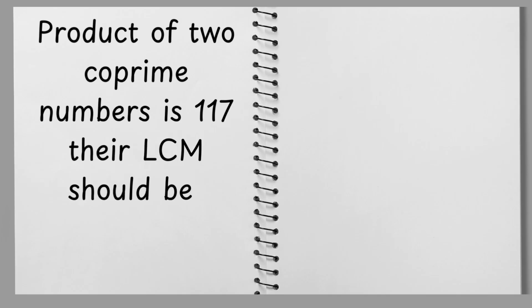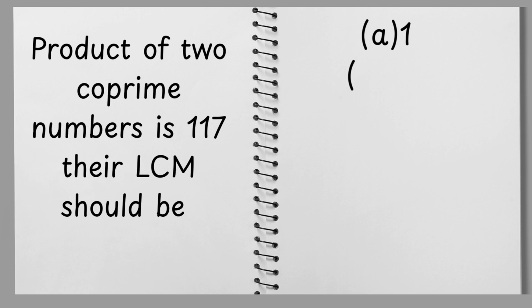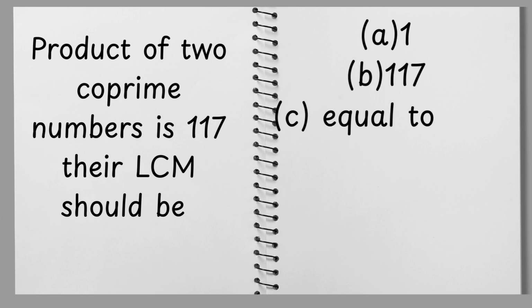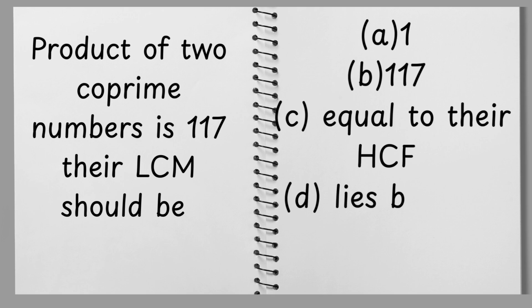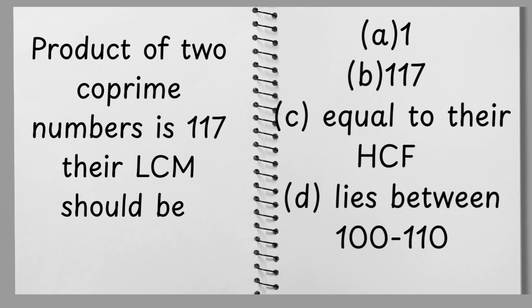The product of two coprime numbers is 117. Their LCM should be: A 1, B 117, C equal to their HCF, D lies between 100 and 110.